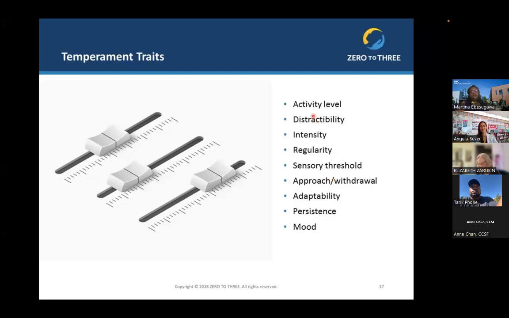Activity level basically means: are the children really active? So is the child in your classroom really active, or are they really still? Are they able to hold themselves still and be calm? Are they easily distracted? Do things easily distract them, or are they easily focused? Are they really intense, meaning they get upset really easily and get really loud, or are they calm and neutral?